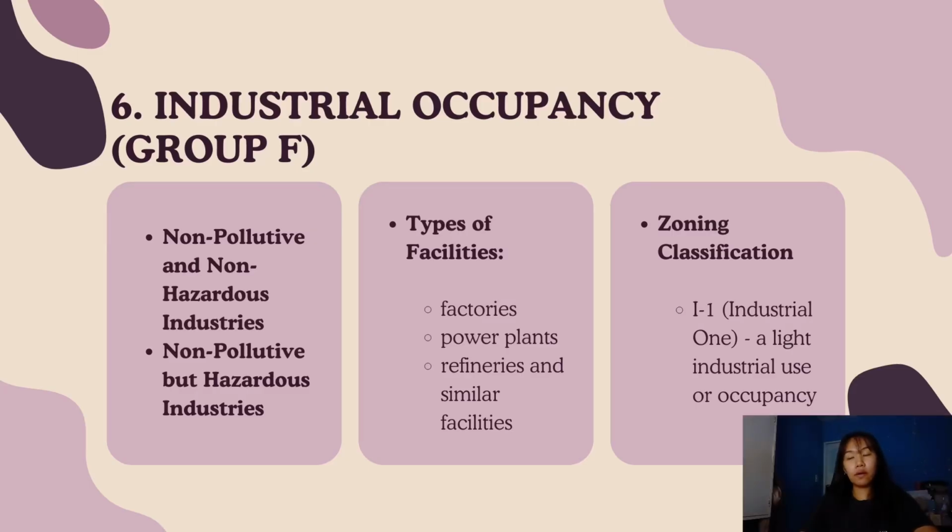The sixth type of occupancy is the industrial occupancy, also known as Group F. Under this are the non-pollutive and non-hazardous industries, also the non-pollutive but hazardous industries.